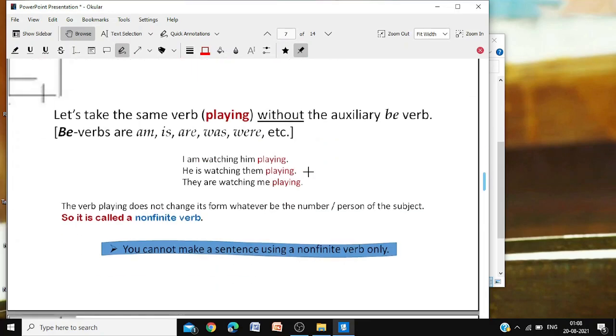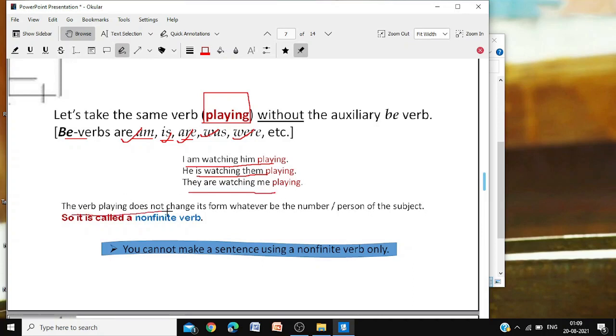Now let's take the same verb playing without the auxiliary be verb. You may recall that be verbs are am, is, are, was, were. These are called be verbs. Now we are going to use the same verb playing without the be verb, without am, without is, without are. I am watching him playing. He is watching them playing. They are watching me playing.